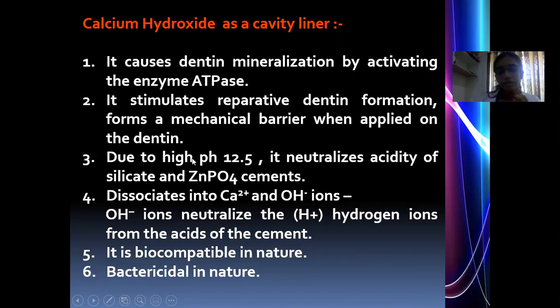Calcium hydroxide has a high pH of 12.5, and hence it neutralizes the acidity of the silicate and the zinc phosphate cement. Calcium hydroxide dissociates into calcium and hydroxide ions. Hydroxide ions neutralize the hydrogen ions from the acid of the cement. Calcium hydroxide is biocompatible in nature, and it is also bactericidal.